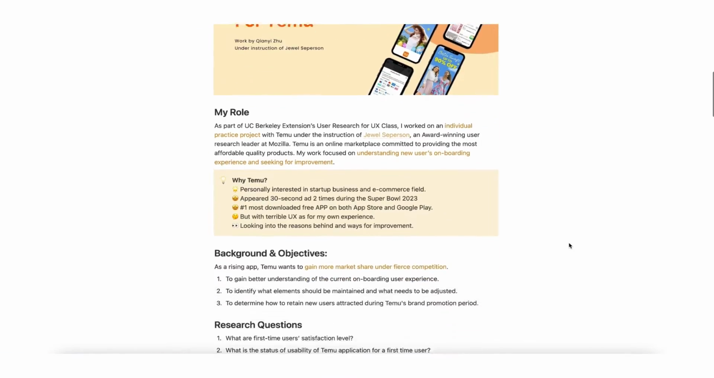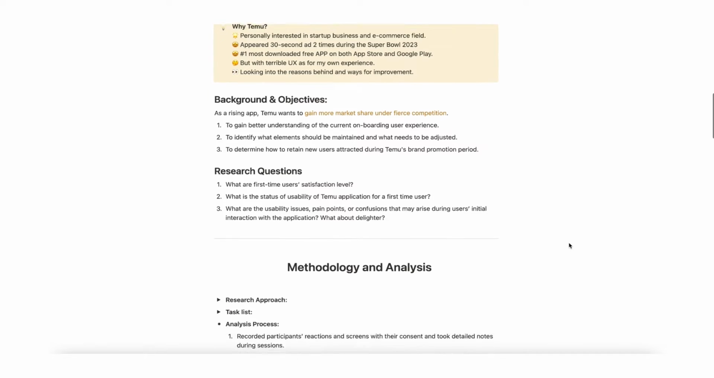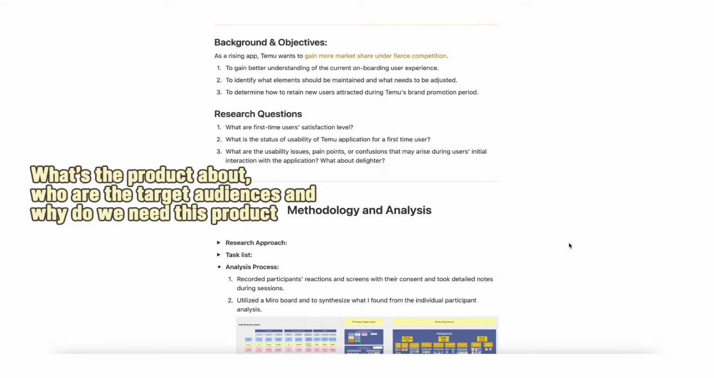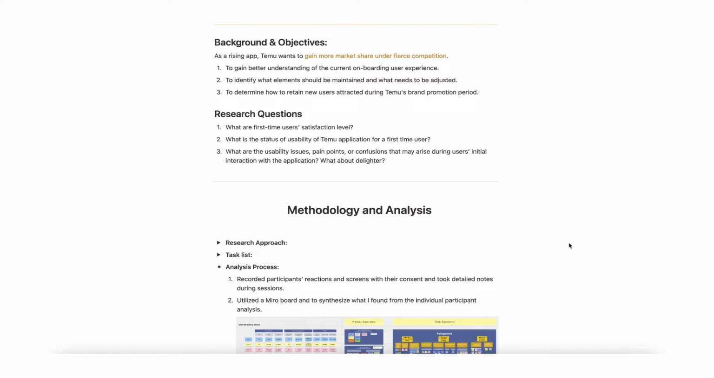model. As an audience, to look for background, I would jump straight to the background section because it says background. When reading about the background, I would want to know what's the product about, who are the target audiences, and why do we need this product. In the background section, I see descriptions of objectives, which are to retain new users attracted during Timu's brand promotion period and to improve the existing experience.